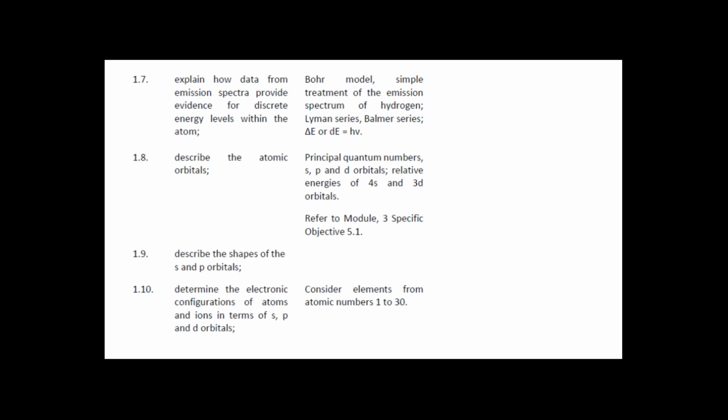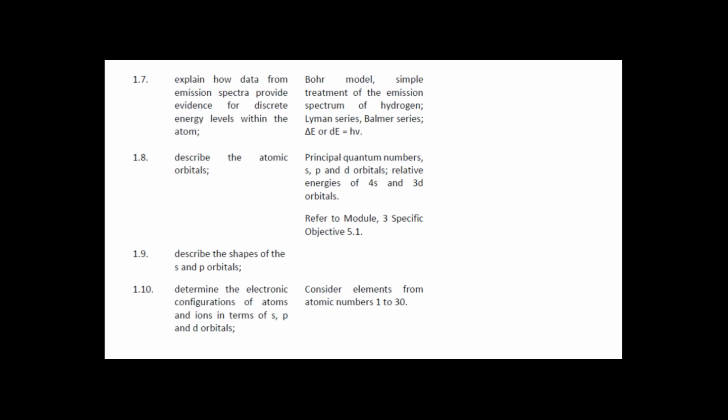And for this, we're going to look at the following: explain how data from emission spectra provide evidence for discrete energy levels within the atom. We're going to look at the Bohr atom, a simple treatment of emission spectrum, and the Lyman series and Balmer series. And we're going to look at delta E, which is the energy difference between two orbitals, or dE equals hv, where h is Planck's constant and v is frequency, or c over lambda.